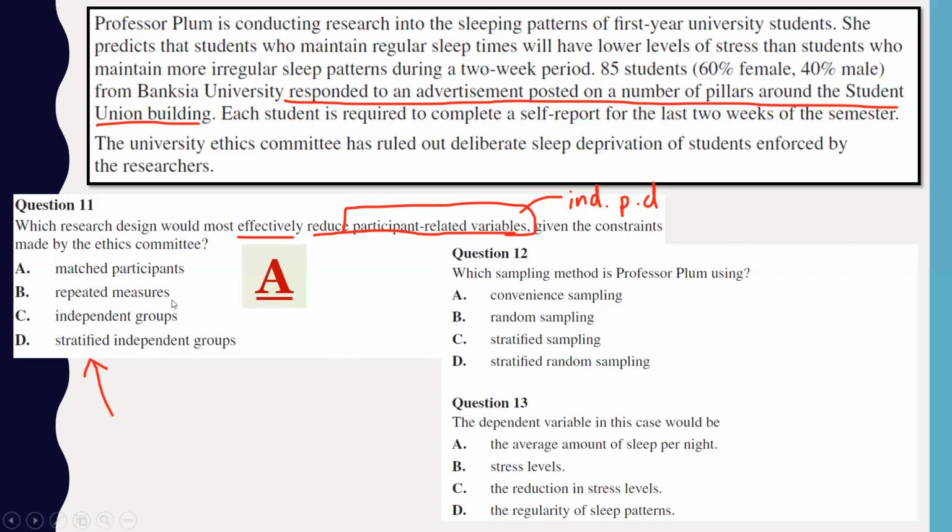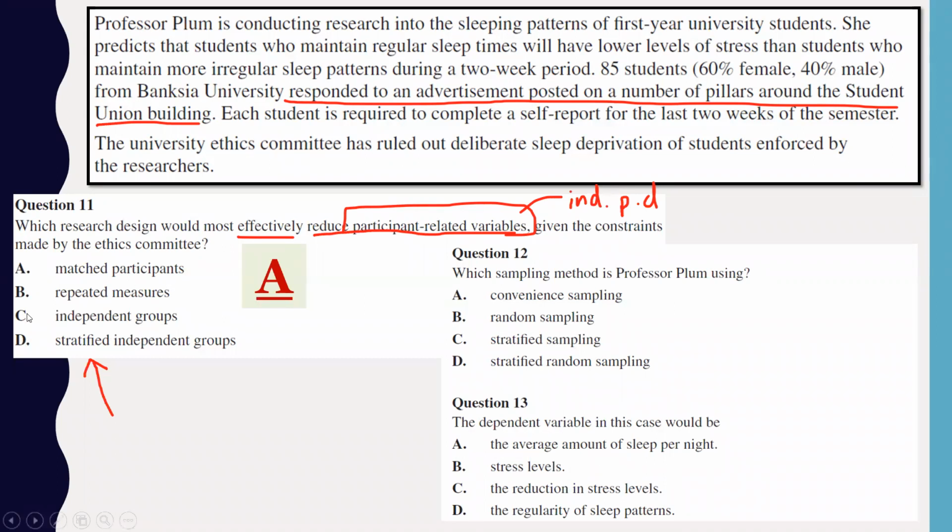Okay, the reason we use matched participants rather than repeated measures design here is that it's better to be able to have a matched pair where one pair, for example, goes through the regular sleep time and another pair, for example, has the irregular sleep pattern, rather than exposing the participant to both conditions. Okay, so rather than having a repeated measures design, a matched participants design would be a little more, we could say, ethically sound, rather than putting the participant through both conditions there. All right, so that's why matched participants design would be the best possible answer.